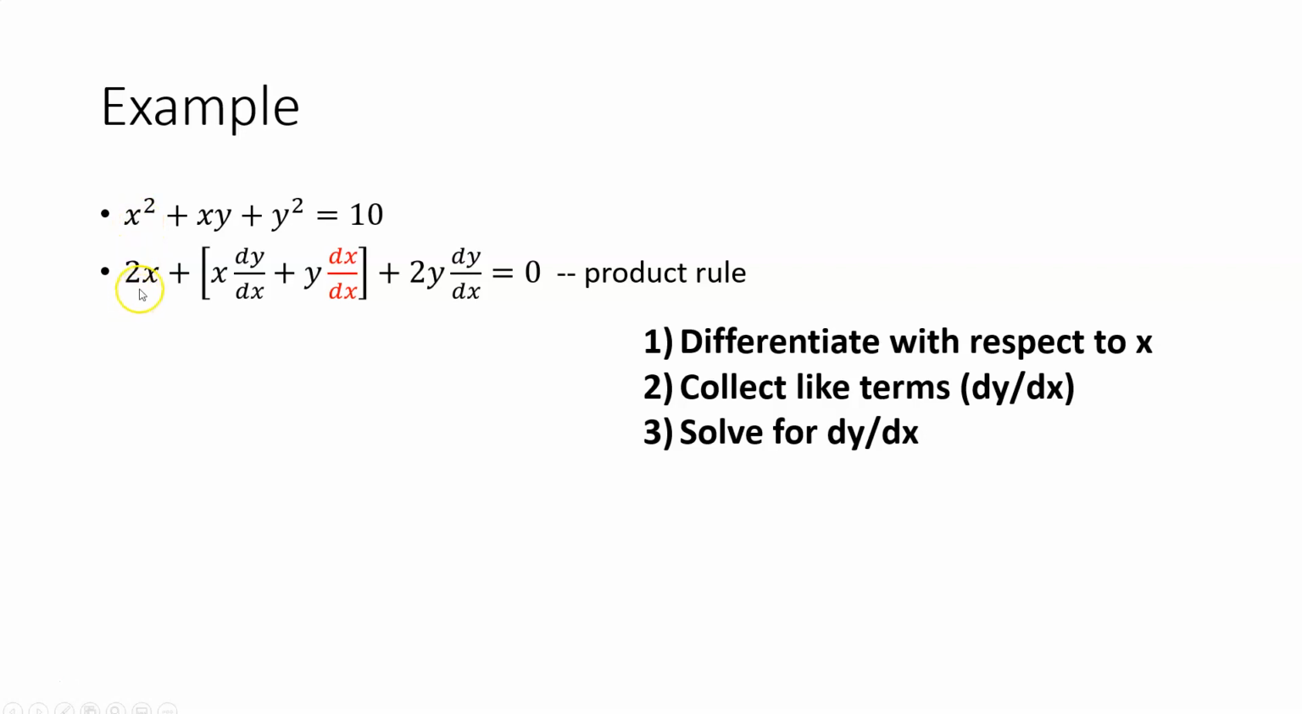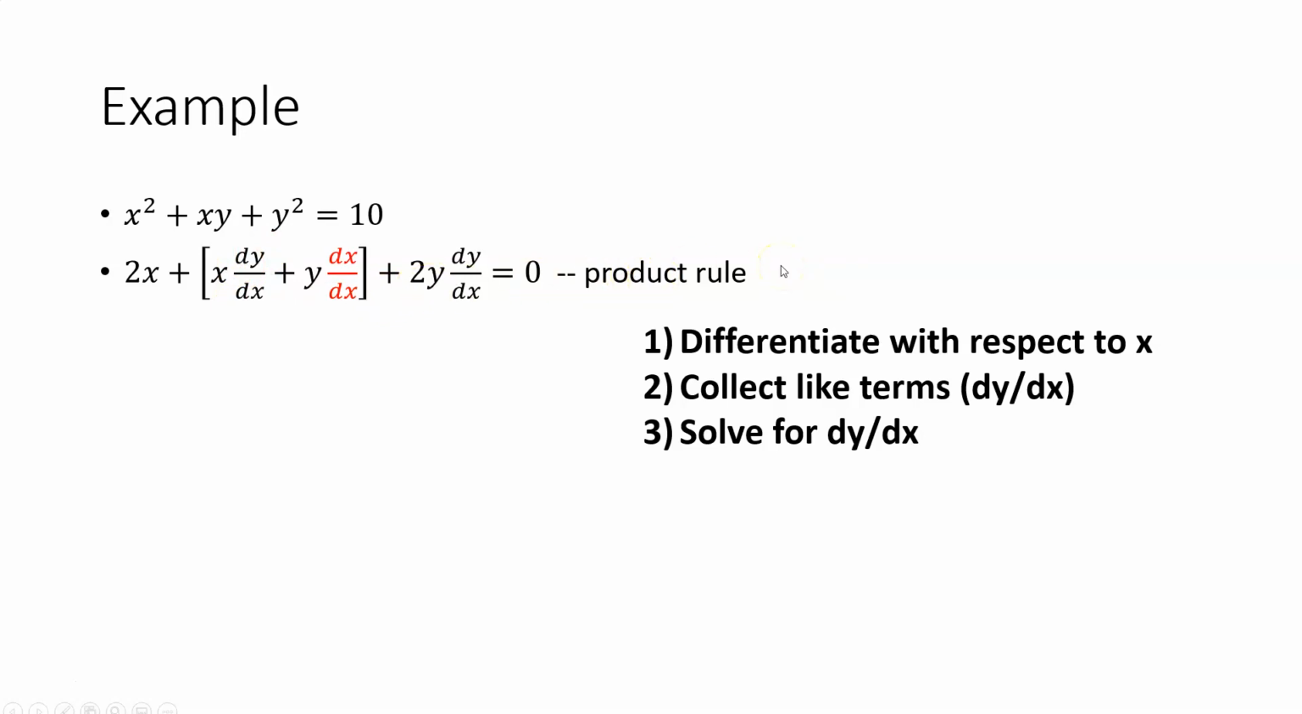That would come out to 2x. Now you've got x times y, so you're going to look at the product rule. That's the product rule: x times dy over dx plus y times dx over dx. Then y squared is 2y dy over dx, and 10 goes to 0. You can see that that's the product rule in there.